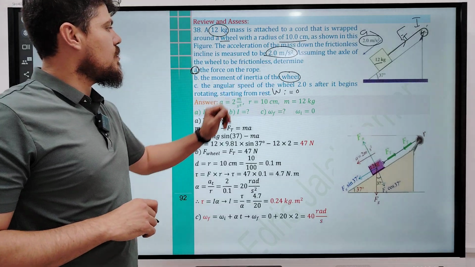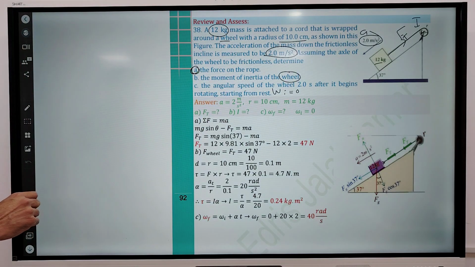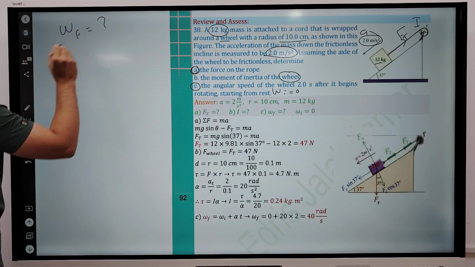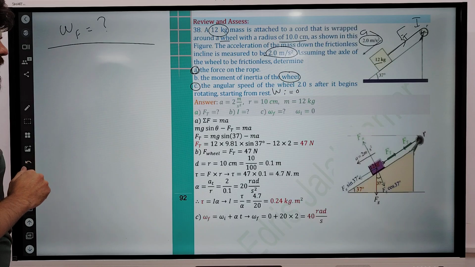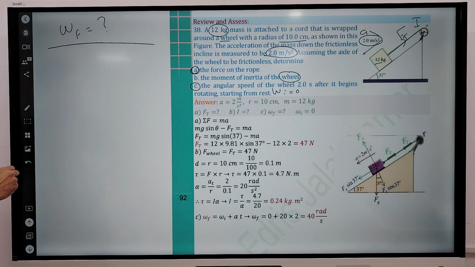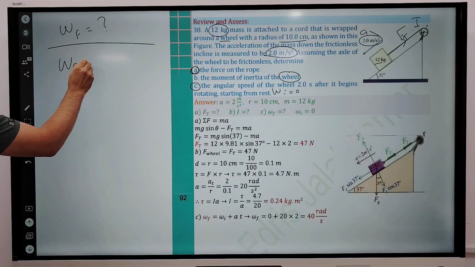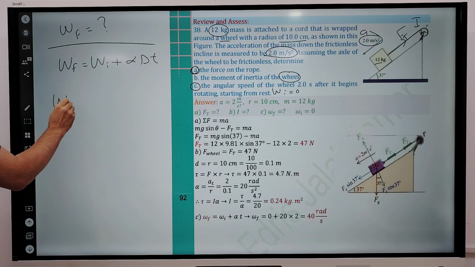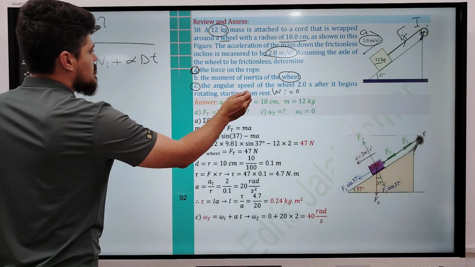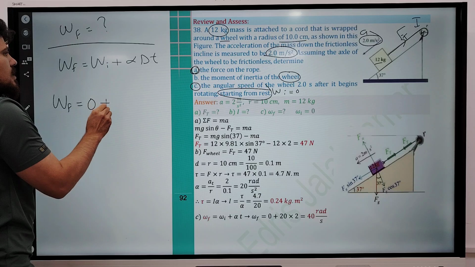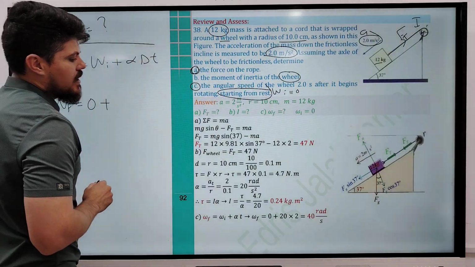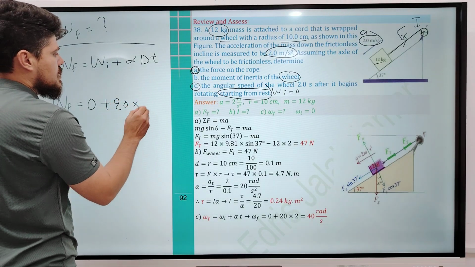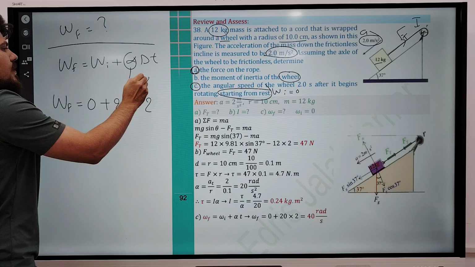Part C: the angular speed of the wheel 2 seconds after it began rotating from rest. So we have to use the kinematic equation. Omega final is unknown. Because the angular displacement is not given in this question, we have to use this equation: omega final equals omega initial plus alpha t. Omega initial is 0, why? Starting from rest. 0 plus alpha, we didn't have alpha, but we found it, which is equal to 20, times t, 2 seconds.